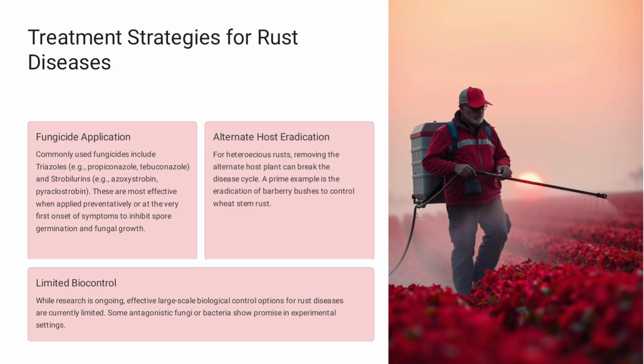For heteroecious rusts, removing the alternate host plants breaks the disease cycle. A prime example is the eradication of barberry to control wheat stem rust. Biological control is a widely researched but currently limited option, as some antagonistic fungi and bacteria show promise in experimental settings. Thank you.